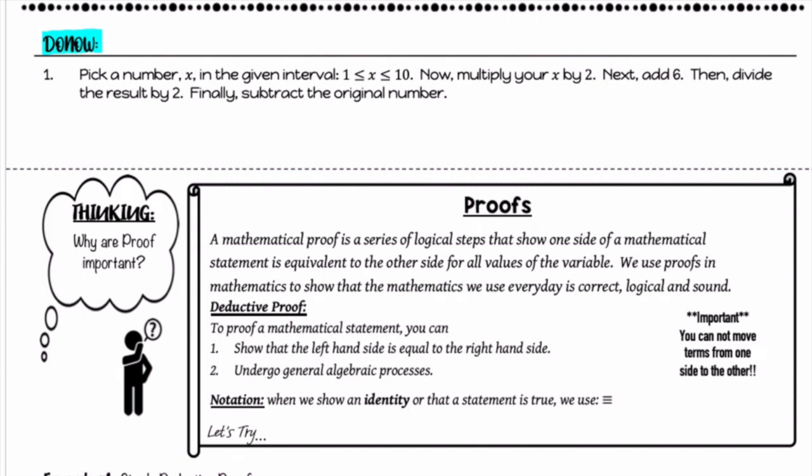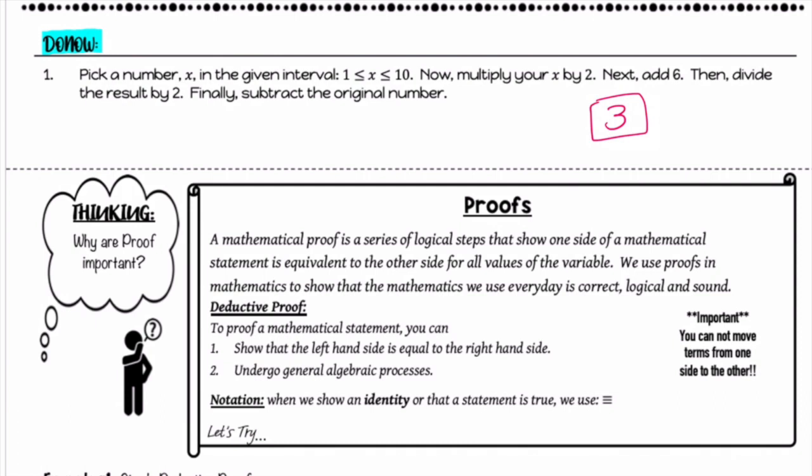Now, I want you to multiply that value by 2. The result that you get, you're going to add 6. Now, your new result, you're going to divide by 2. And finally, you're going to subtract the original number. So what number do you have? I'm going to write the number on my paper.